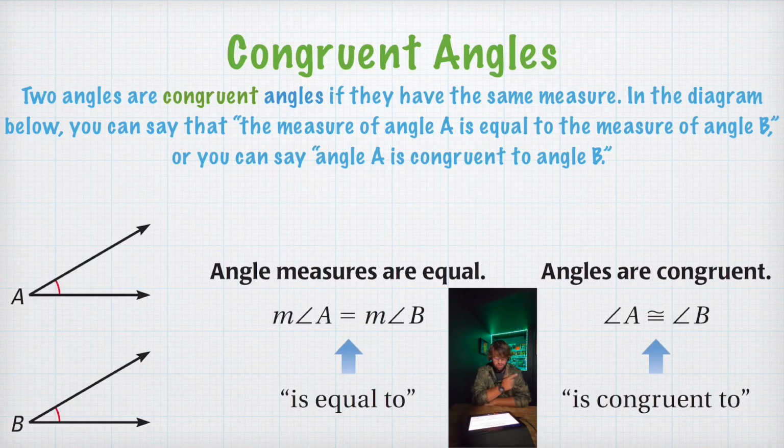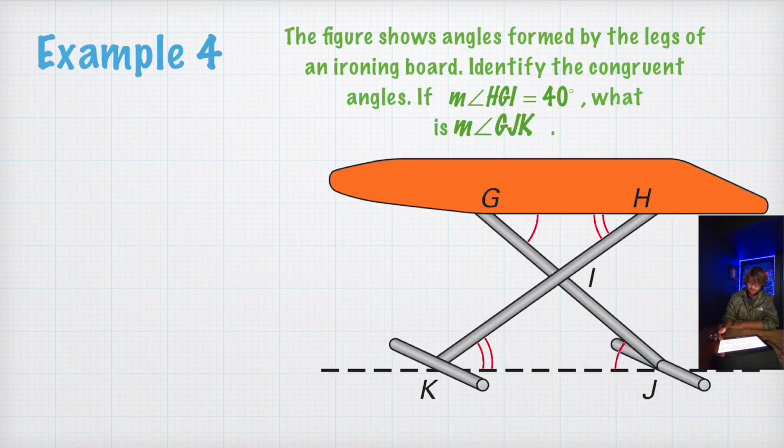Congruent angles. Two angles are congruent angles if they have the same measure. In the diagram below, you can say that the measure of angle A is equal to the measure of angle B, or you can say that angle A is congruent to angle B. Okay? Words, symbols. So the figure shows angles formed by the legs of an ironing board. Identify the congruent angles.